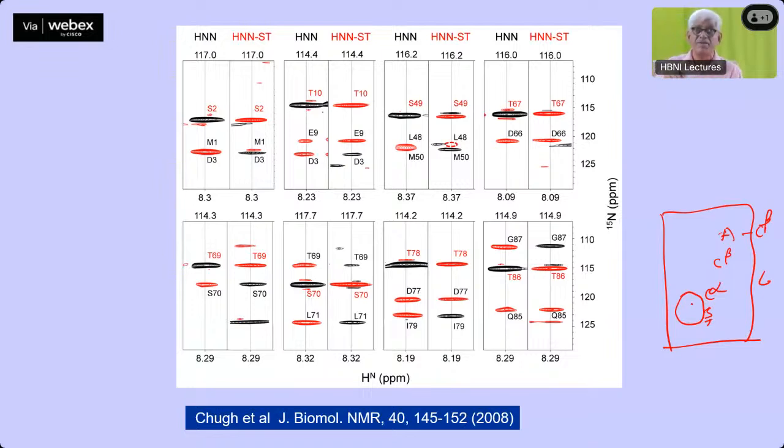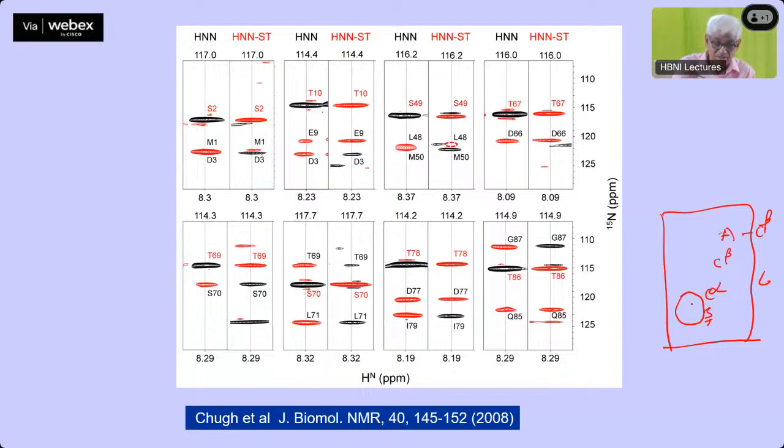Now you make a phase change of 180 degrees. After that, serine and threonine become like betas, and the other ones remain as they are. So the idea is that you make the serines and threonines appear as glycines, and the glycines remain as they are.